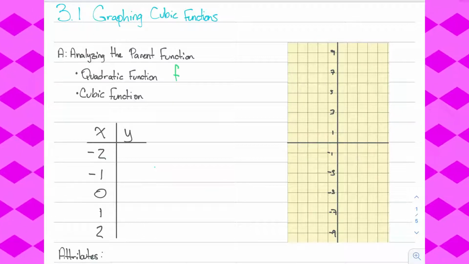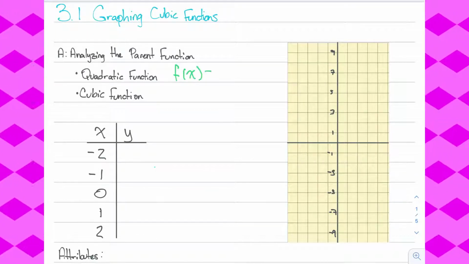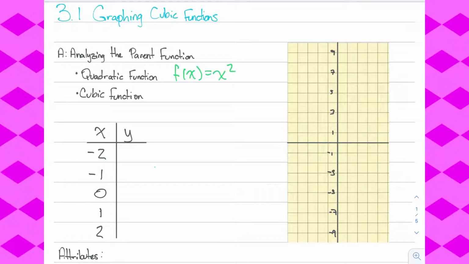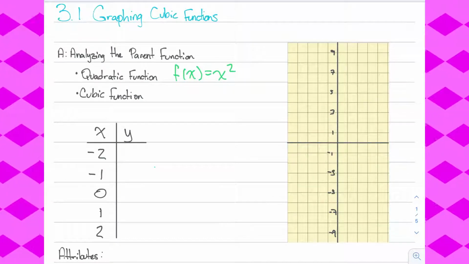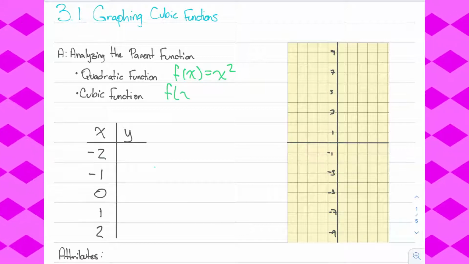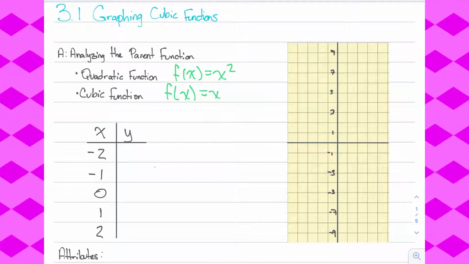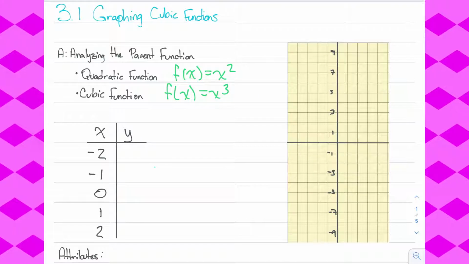So we've studied quadratic functions. These are polynomials with degree 2. That was our last unit. This unit is going to be about other polynomials. So we'll start with a cubic. This is x cubed.